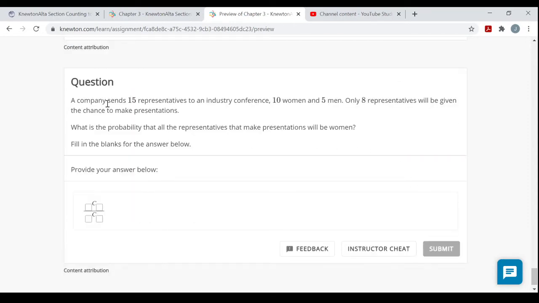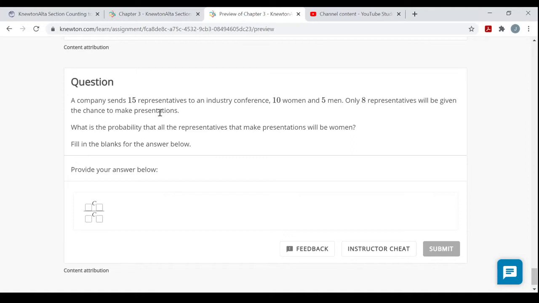So this is a company that sends 15 representatives to some industry conference. 10 of them are women, 5 are men. Only 8 representatives will be given a chance to make presentations. What is the probability that all the representatives that make the presentations will be women? Now, it just says 8 people will give a presentation. It doesn't say that they're going to give them in any particular order. So order does not matter here.